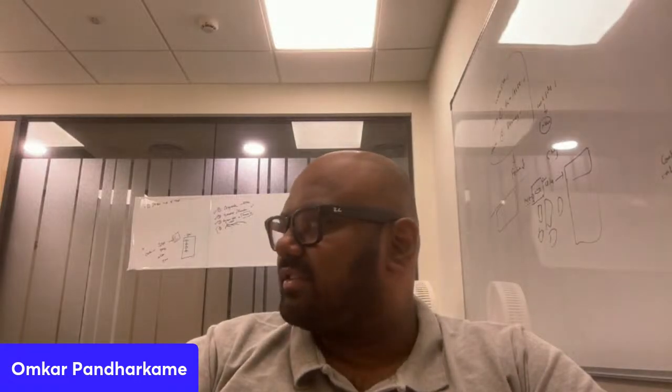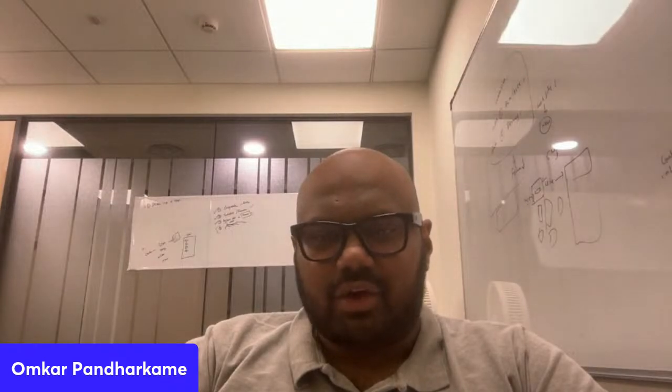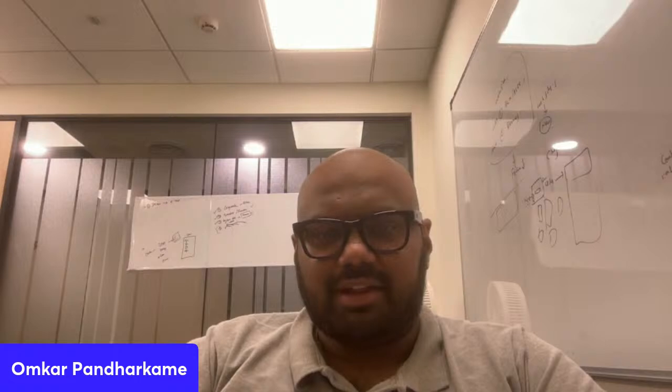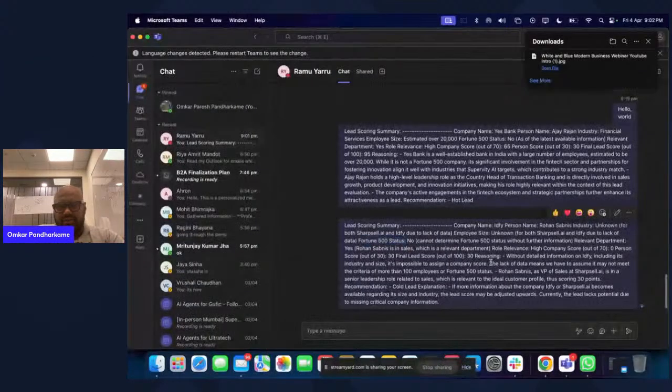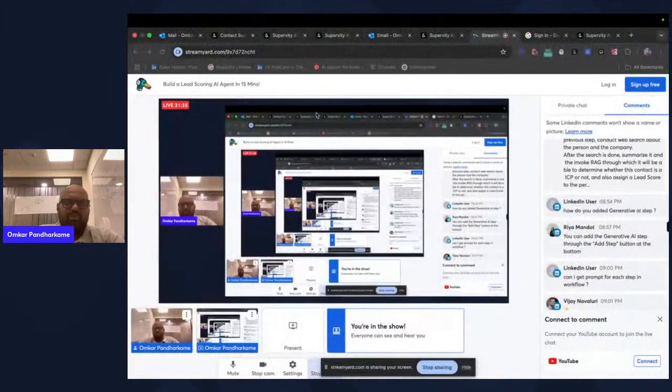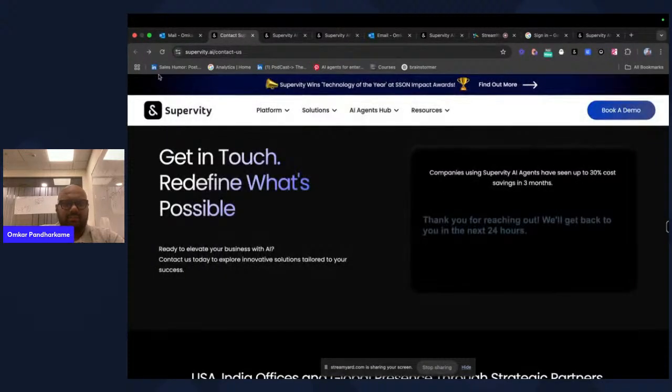Now I'm showing you this: I got this person named Rohan Sabnis, unknown both for Sharpcell and ID5. Well, it's not a Fortune 500 company, and the lack of data means that we have to assume that it may not have met. Rohan was the VP of sales, is in senior leadership. So the recommendation over here is cold. The lead explanation is that if more information about ID5 or Sharpcell becomes available, the lead score may change. So, no problem. Let's try with another one.